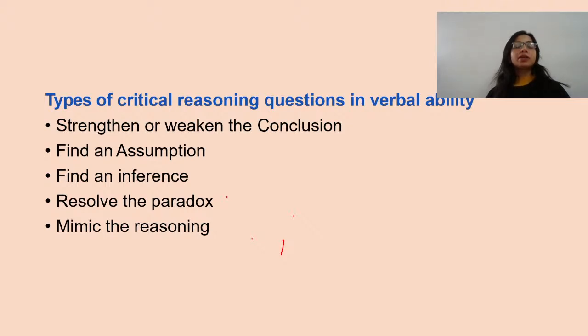So, when two contradictory things exist together, we call it a paradox. They might ask you, maybe the passage is paradoxical. They might ask you how to resolve this paradox. Finally comes mimic the reasoning. What is mimicking the reasoning? There must be some reasoning given and you'll have to mimic it. So find something similar.